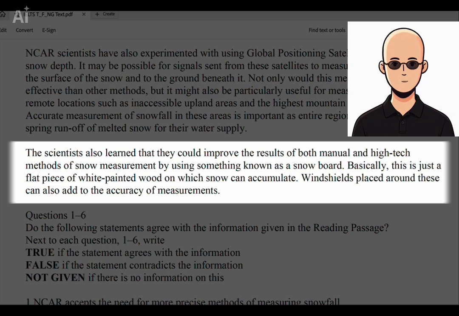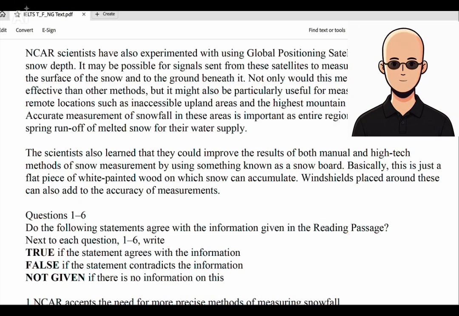The scientists also learned that they can improve the results of both manual and high-tech methods of snow measurement by using something known as a snowboard. Basically, this is just a flat piece of white painted wood on which snow can accumulate. Wind shields placed around these can also add to the accuracy of measurements.